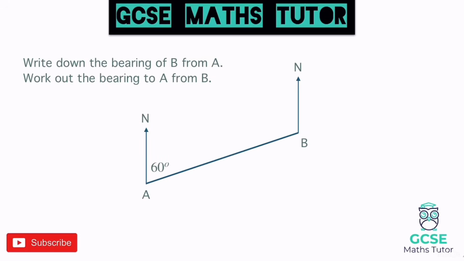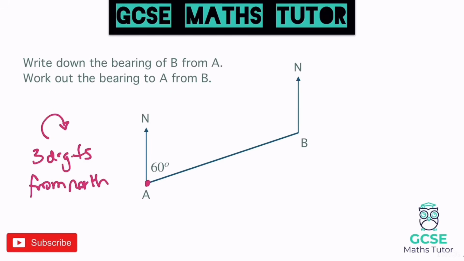Here we go, working out some bearings. So write down the bearing of B from A. So if I want to go to B from A, then I'm standing over here at point A. Now there's 3 rules for bearings. They're always measured in a clockwise direction. There's always 3 digits. I always measure it from north. Okay, so they are my 3 bearing rules.